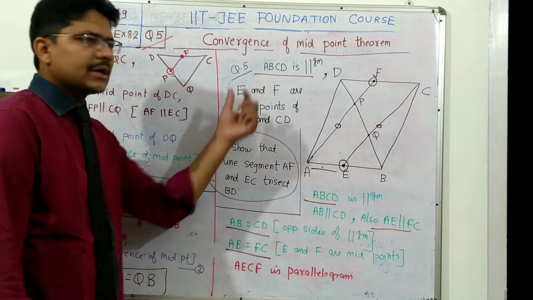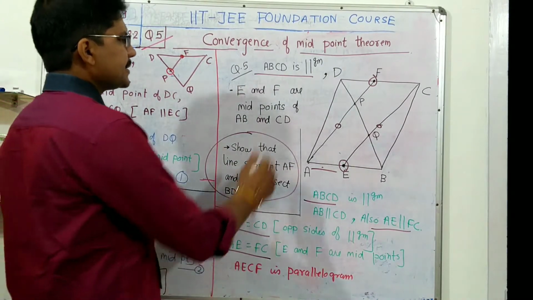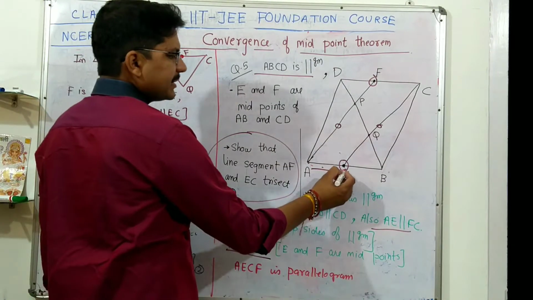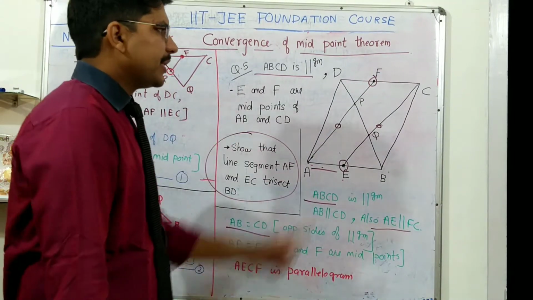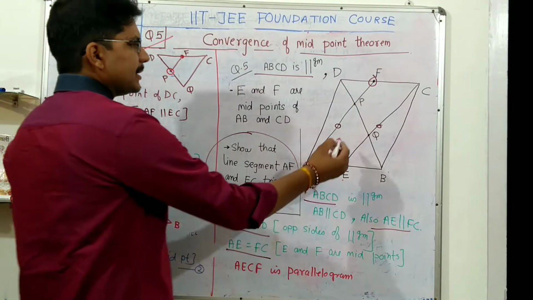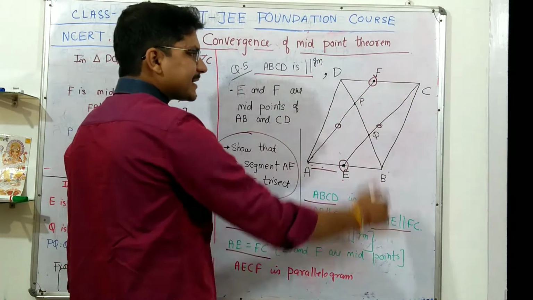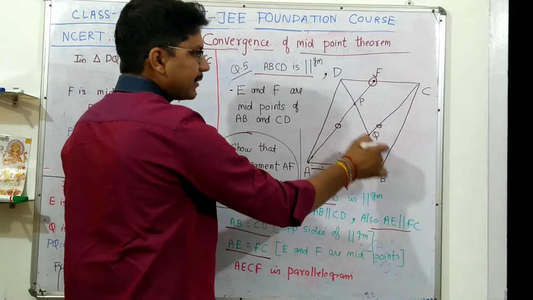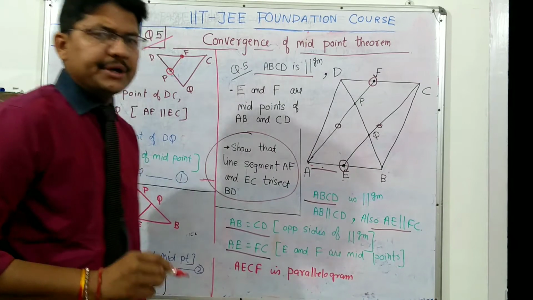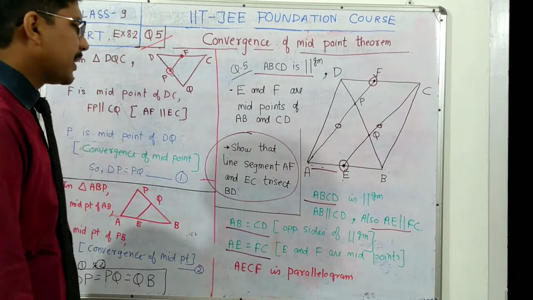So you see here, this is question number 5, and the diagram is given in the NCERT book. It is given that ABCD is a parallelogram, and also that E and F are the midpoints. Now we have to show that the lines AF and EC trisect this diagonal BD into three parts, like DP equal to PQ equal to QB. For example, if the distance is 12, then 4, 4 and 4. This is what we have to prove. So how will we proceed?